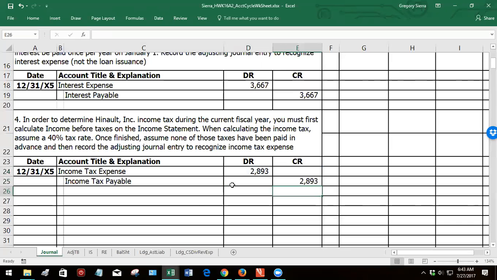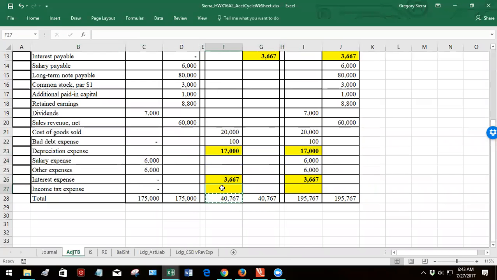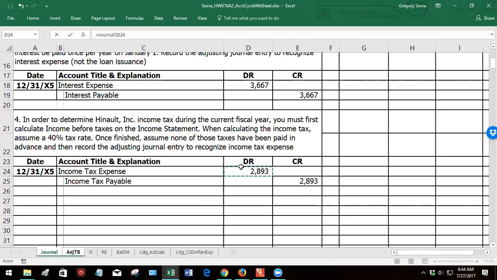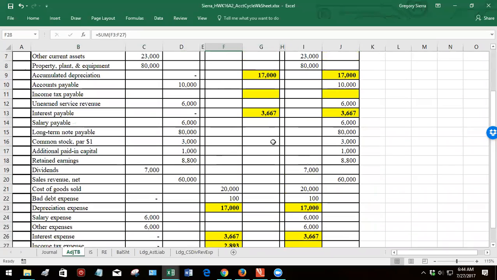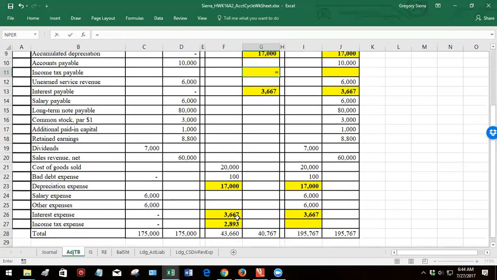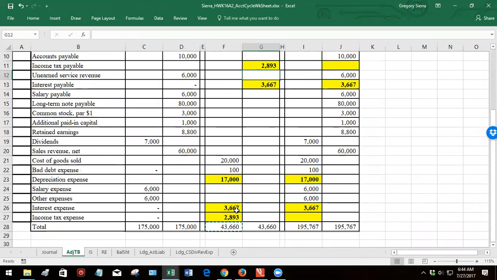Great. And we do our adjustment. Income tax expense equals 2893. Enter. Remember, for every debit there is an equal and opposite credit. So we do that, and then we have to remember, I'm such a nice guy, I put these highlights here. I love that. And my balance is balancing.